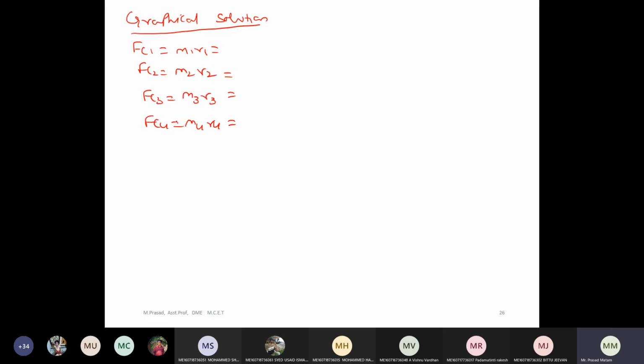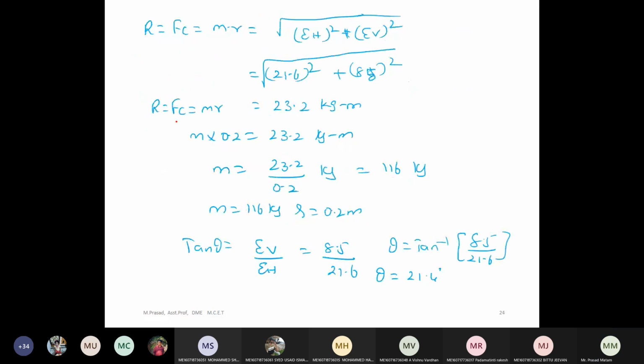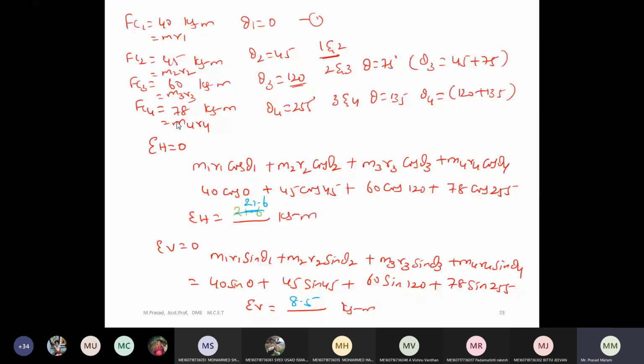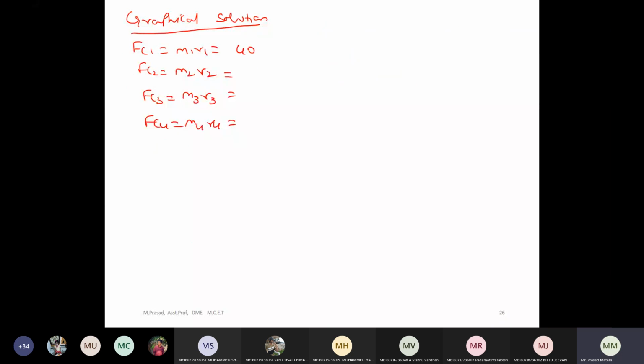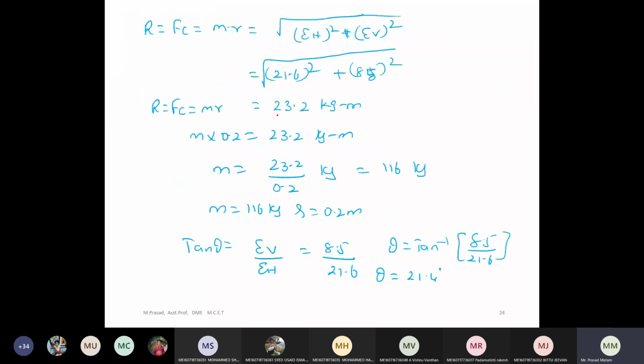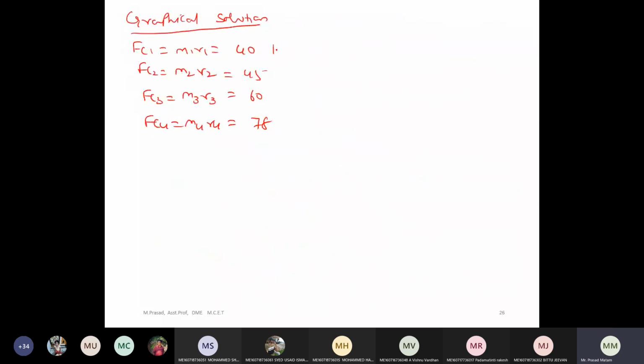What are the values I am getting for FC1, FC2, FC3, and FC4? If you come here, 40, 45, 60, and 78. Is it right? Let me check one more. Right. Kg meters.